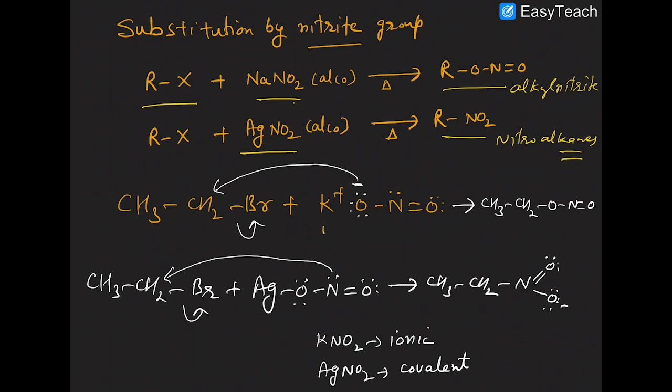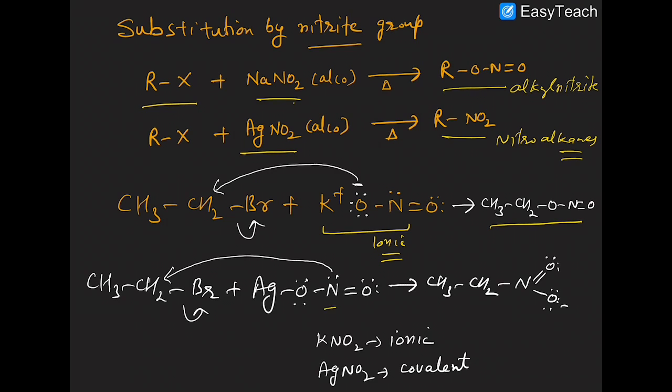So why? Because potassium or sodium compounds are ionic in nature. So what happens in an ionic compound? Oxygen carries a negative charge and has 3 lone pairs. The 3 lone pairs on the oxygen are a better nucleophile than the lone pair on nitrogen. So negatively charged oxygen is a better nucleophile than neutral nitrogen. So oxygen will attack the carbon and Br negative will leave the system, and you have the formation of ethyl nitrite in this case.